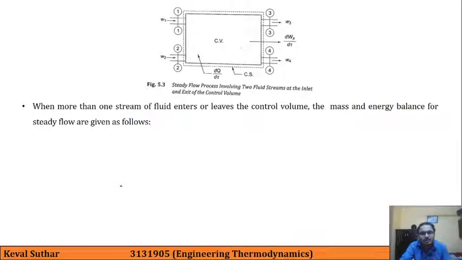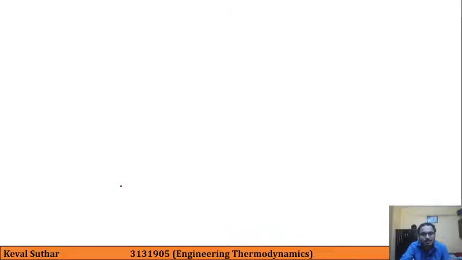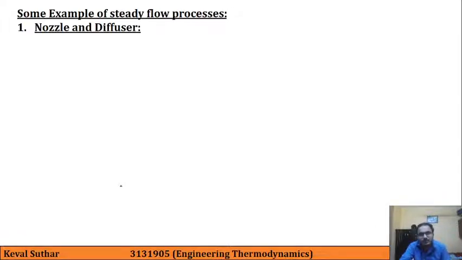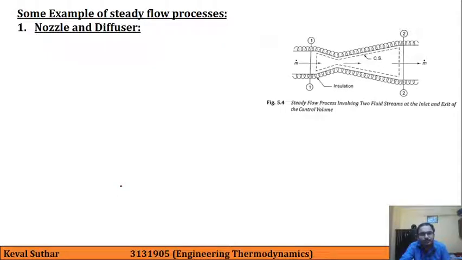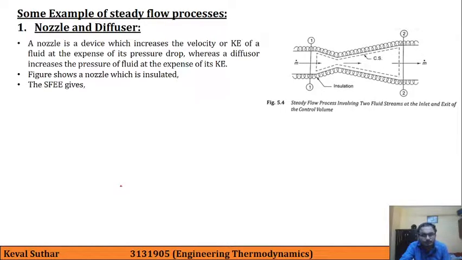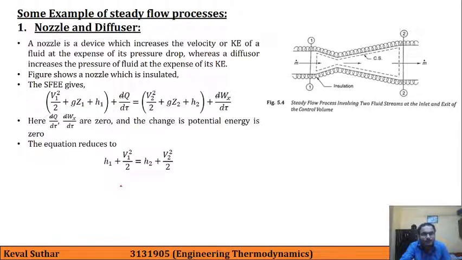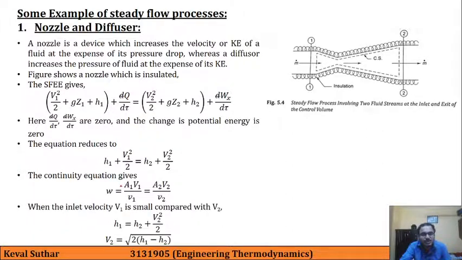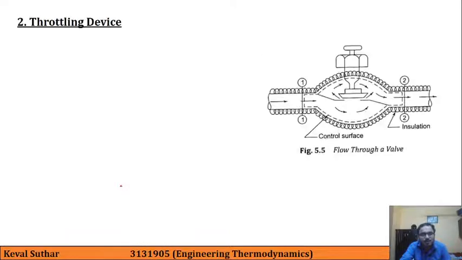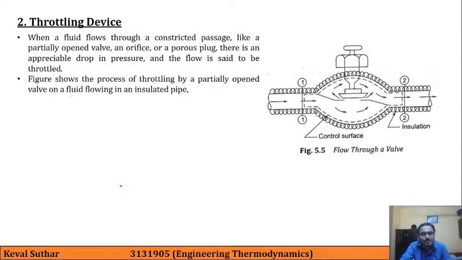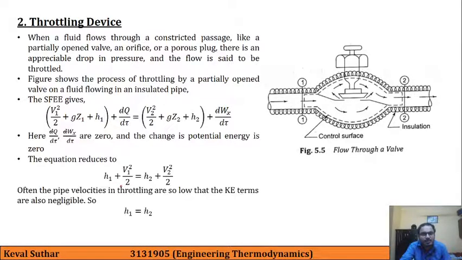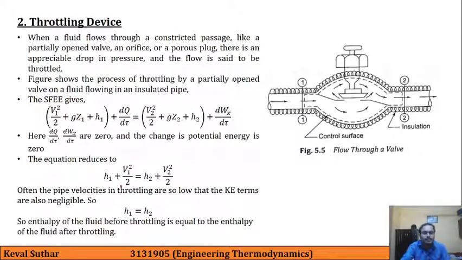Then this is another example in which more than one stream is present. And then we started with nozzle and diffuser. These are applications of SFEE. In case of nozzle, we have obtained the exit velocity V2 given by square root of 2 into H1 minus H2. And then we took an example of throttling device in which applying SFEE we obtained that enthalpy before and after throttling is the same.